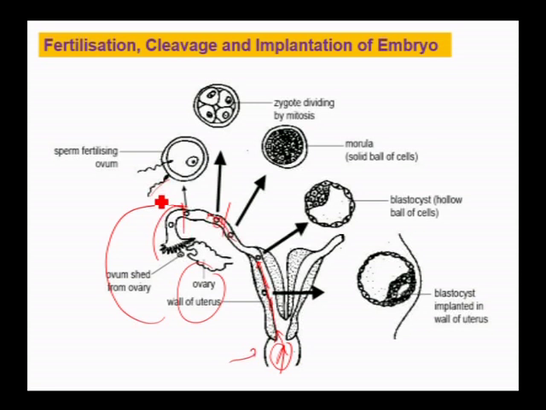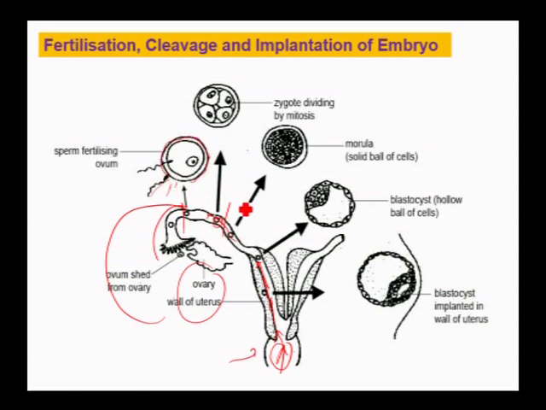Now the sperm enters the cytoplasm of the egg through the zona pellucida and plasma membrane. The entry of the sperm into the cytoplasm activates the egg. This is called activation of the egg. As a result, the membranes of the egg get thickened.